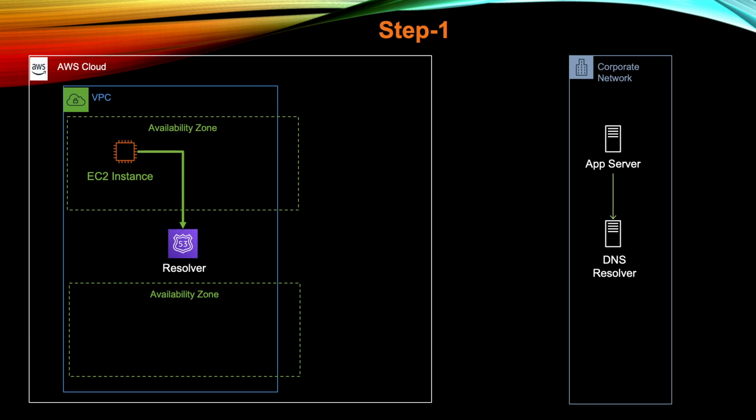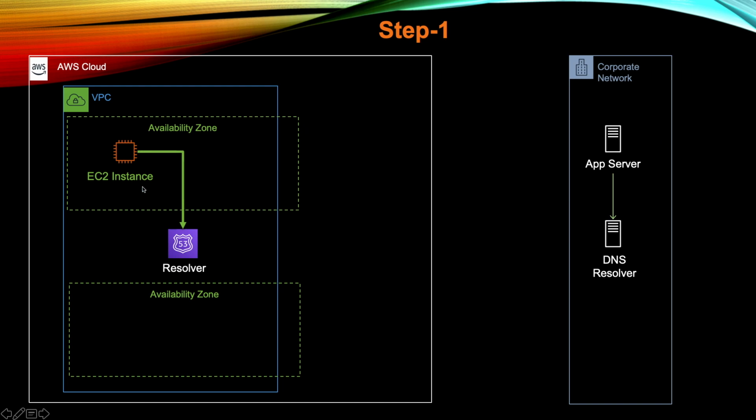So guys, for this demo, we will simulate a hybrid environment, and for that we'll have our AWS cloud and we'll have our corporate network. To simulate the corporate network, we will create an AWS VPC. In that, we'll create subnets and we'll create an app server and the DNS server. And I will provide you a CloudFormation script which you can use to set up this environment.